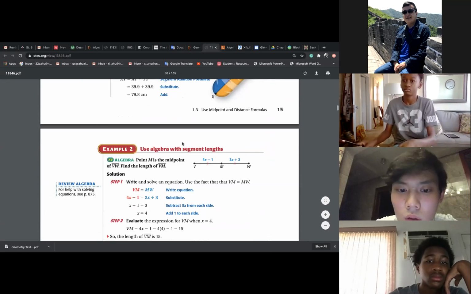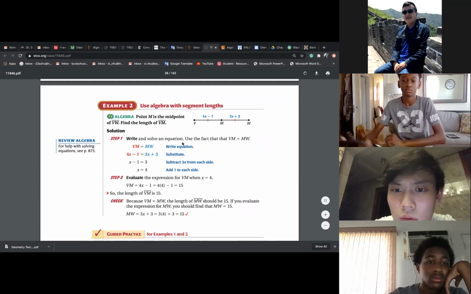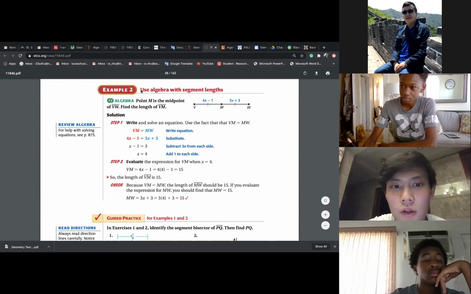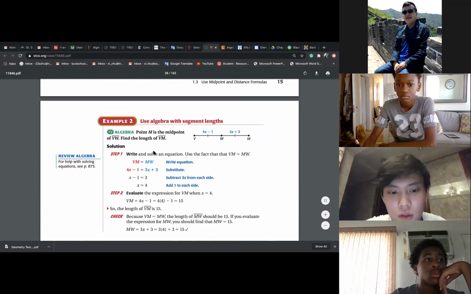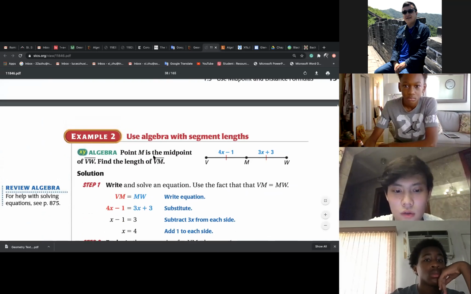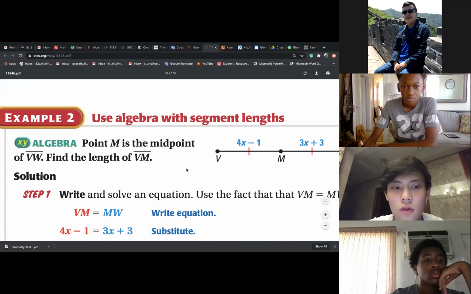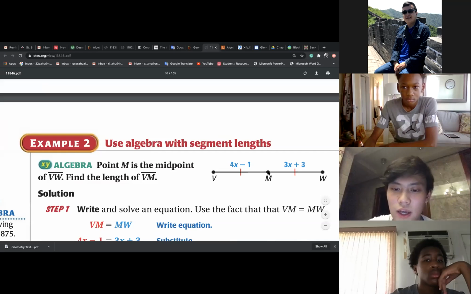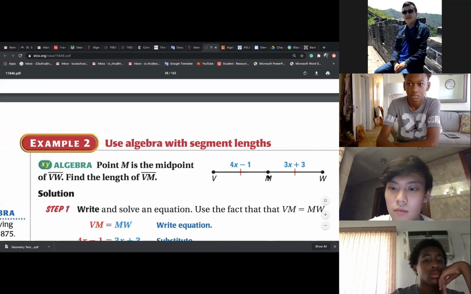Okay. So for this example, can you guys try to solve this one? If the midpoint is M, and line VM is 4x minus 1 and line MW is 3x plus 3, do you guys know how to solve that? Just setting up the equation.